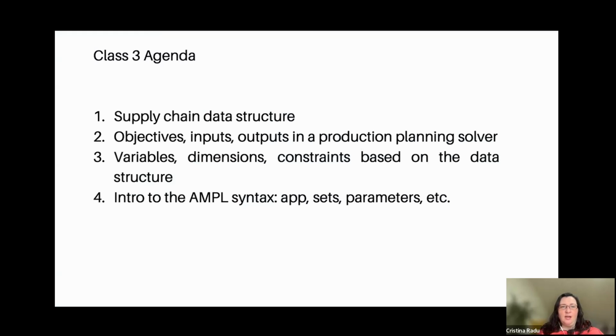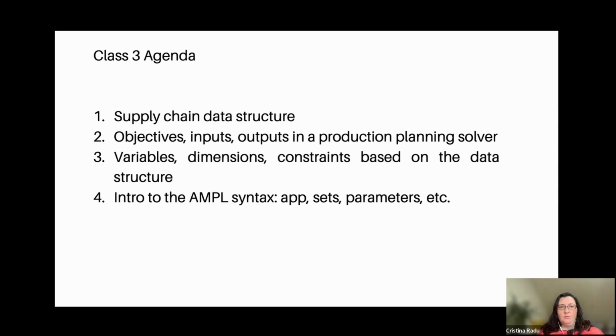So let's see what the agenda is. As I mentioned, the reason that we can teach this class is that the supply chain has a certain data structure. So all the solvers are built starting with this data structure. We are going to understand a little bit about it, and then we are going to see what the typical objectives, inputs, and outputs in a solver are from a business perspective. This will also help us when we need to design a solver, like what we should look at in order to have a good design.